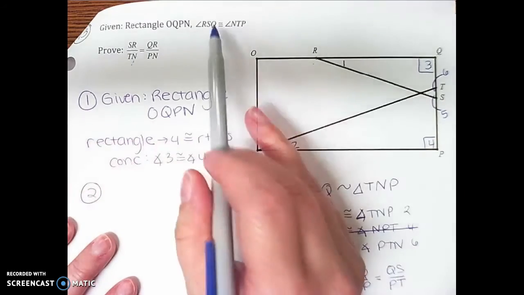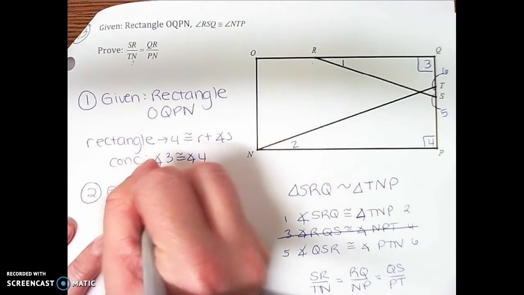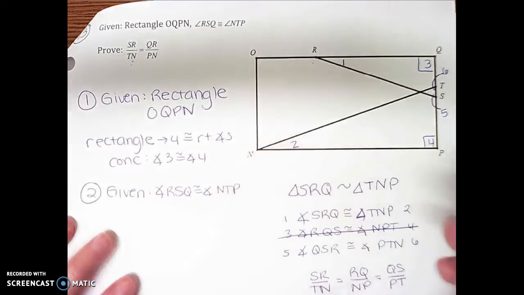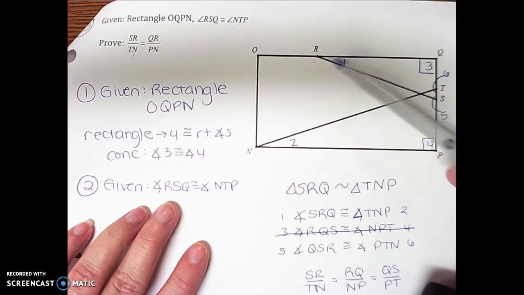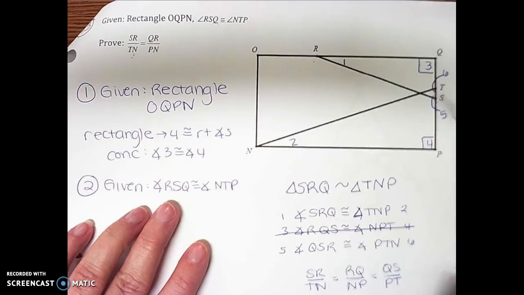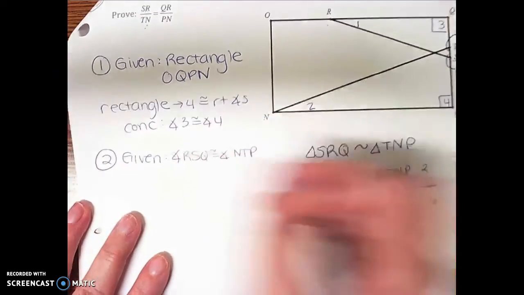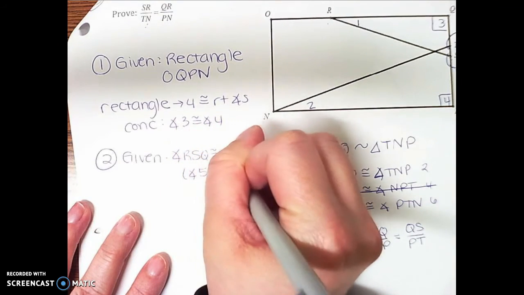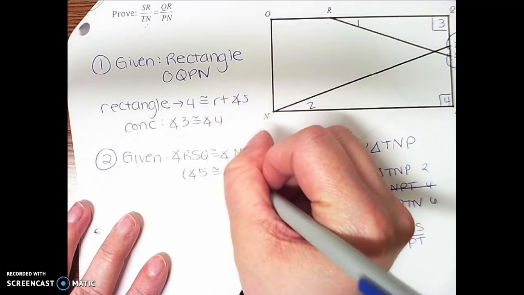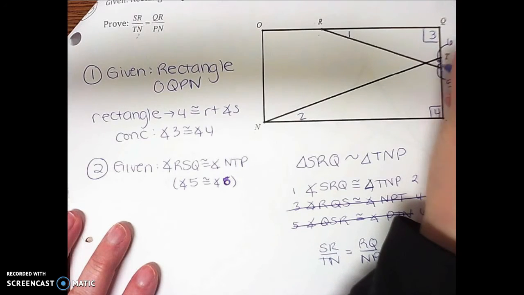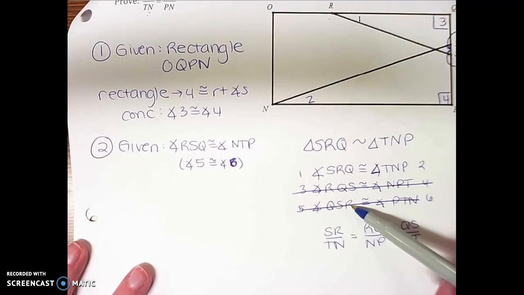Step 2, I have another given. Angle RFQ is congruent to angle NTP. So let's check to see what angles those are. RFQ, that's angle 5, and NTP is angle 6. So these are angles that are on my list. I don't have to do anything else. If I need to clarify for myself, I can say that those are angles 5 and 6, but I don't have to do that. But I am going to cross those off and mark them congruent in my diagram. That's my 2 sets of angles crossed off my list.